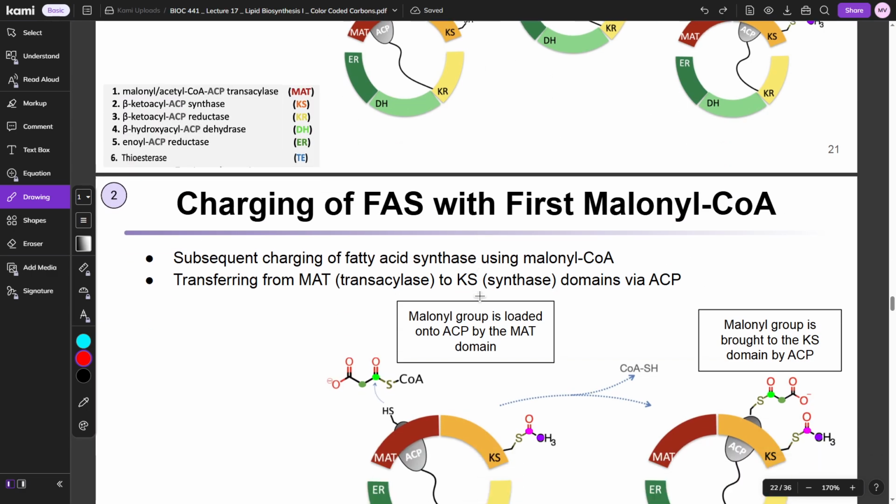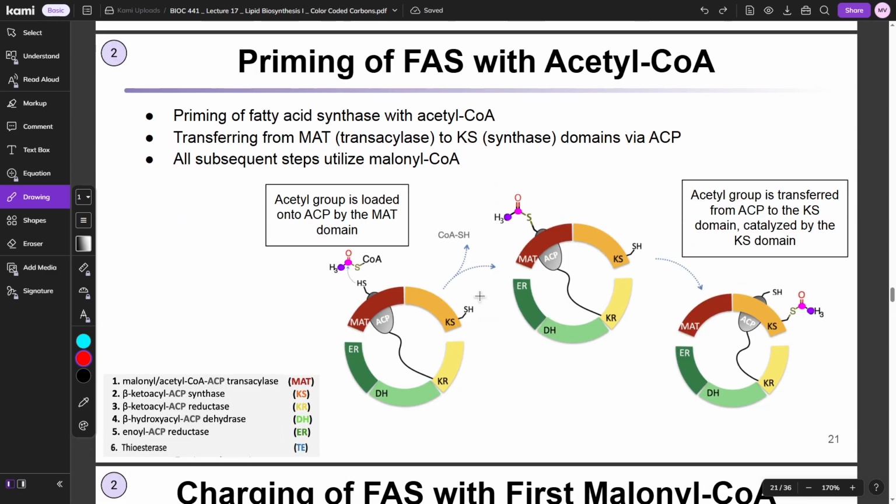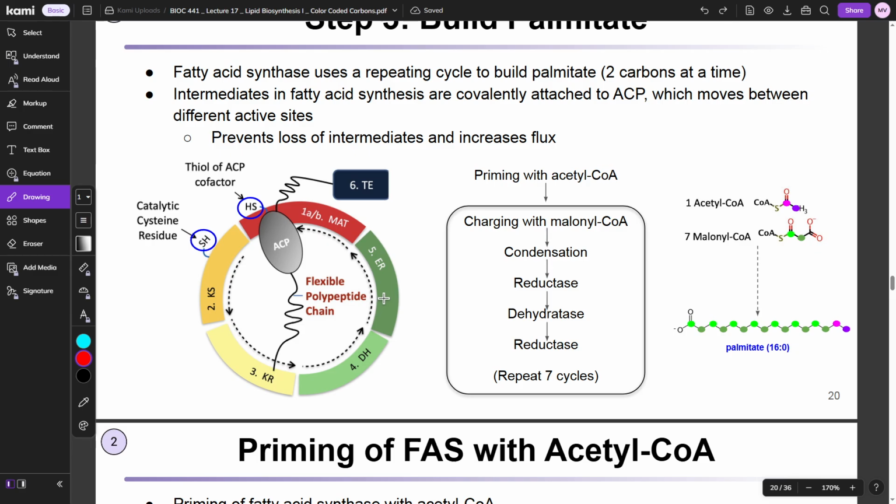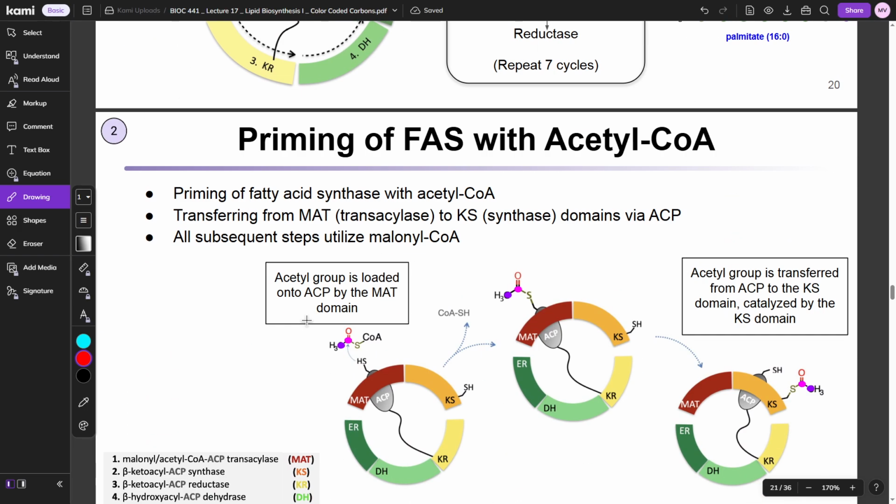I was hoping that they would do each one individually. Yes, okay. So, priming. We're first at the malonyl acetyl-CoA transacylase. What we're doing, and they've actually labeled the carbons here to make it easier to track, is we have this ACP, and I can't remember what it stands for anymore. It's been a while. I think it's acyl carrier protein. So basically what happens is this acyl carrier protein is going to have this malonyl-CoA attached to it.